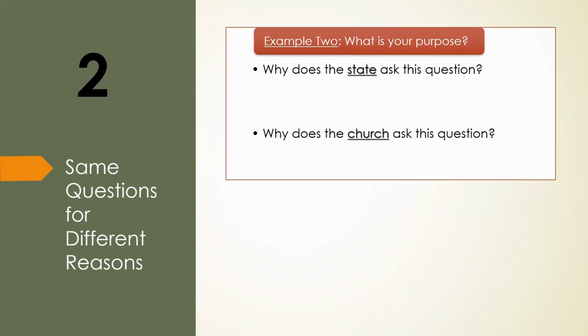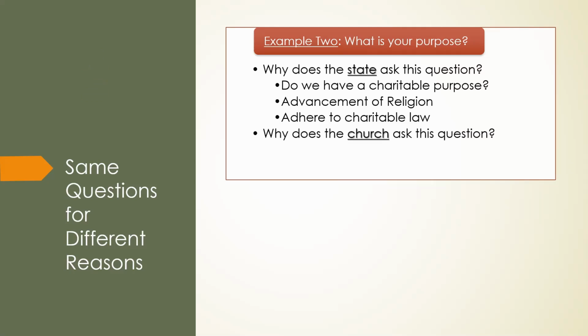Example number 2 is, what is your purpose? Why does the state ask this question? Well, the government wants to know if our purpose falls under the category of a charitable organization. Ours is advancement of religion. In other words, they want to know how to tax us and what laws apply. But why does the church ask this question? Well, Christ's purpose should be our purpose. Whatever Scripture says, that should be our purpose.